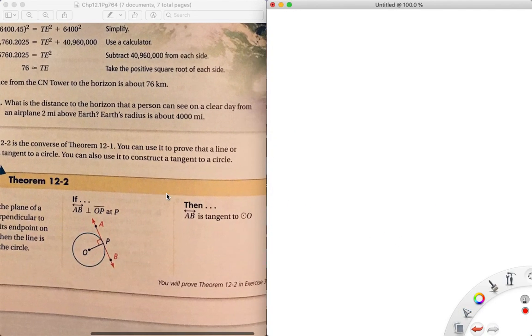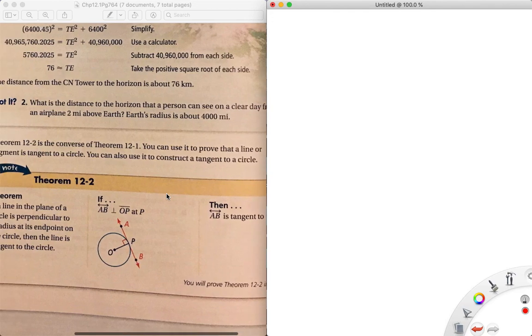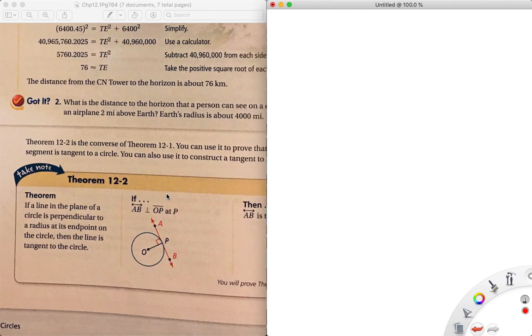Alright, so they give us another theorem down here, and it says that if a line in a plane of a circle is perpendicular to the radius at its endpoint on the circle, then the line is tangent. So this is just the converse of 12.1 that says that if it's perpendicular at a point, then the line is tangent.